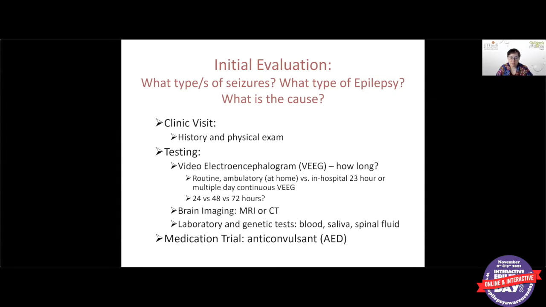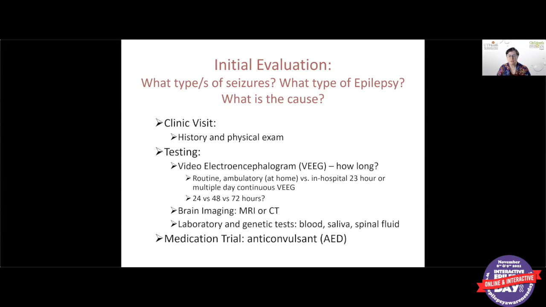So the main test that we do once someone has visited the clinic and had a history and exam done is an EEG, and that's an electroencephalogram. And these days that's usually done with a video running at the same time so we can see what the person is doing or what the child is doing. And there are a variety of different EEG tests that might be ordered when you first see a doctor for epilepsy or seizures. It can be a routine, which is a short test that takes 20 or 30 minutes to do.